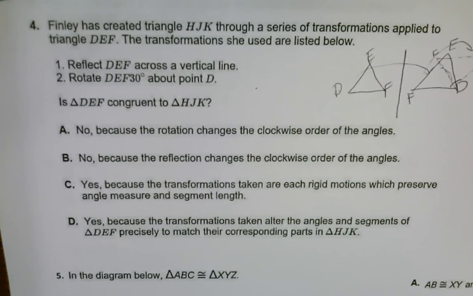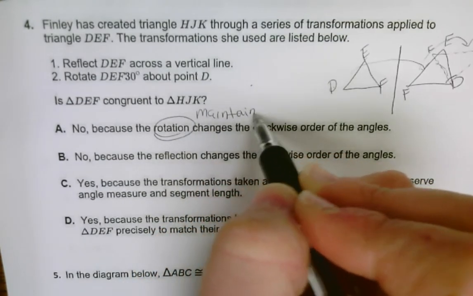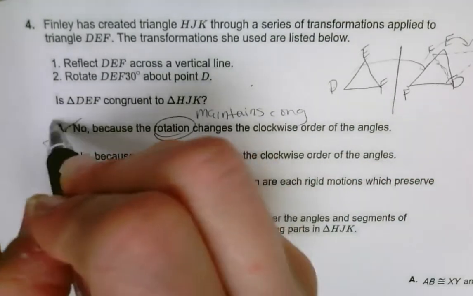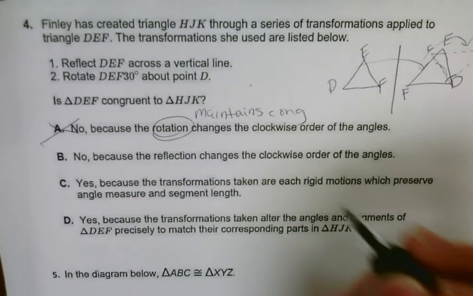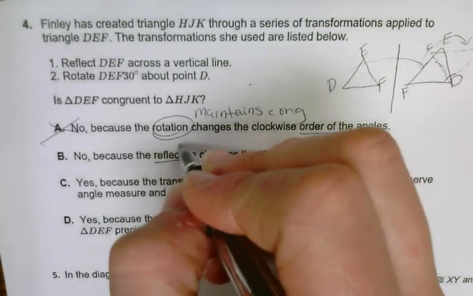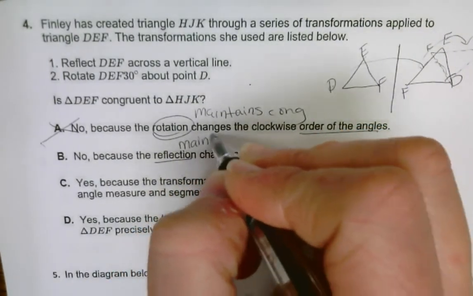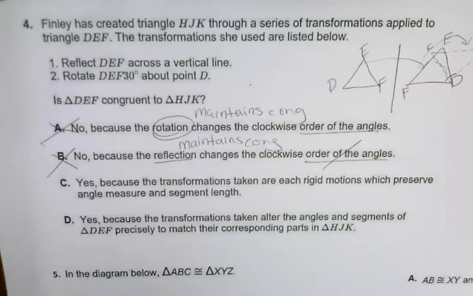No. They're not congruent because the rotation changes the clockwise order of the angles. That has nothing to do with rotation. Rotation maintains congruence. So we know it can't be choice A. No, because the reflection changes clockwise the order of the angles. Again, the order of the angles have nothing to do with congruence. And again, reflection maintains the congruency. So it's not choice B.